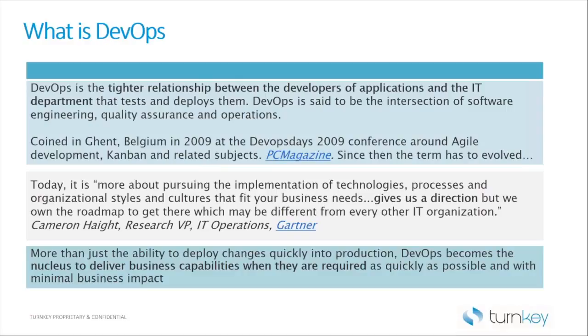of the process. So the second statement we have here is, it's more about pursuing the implementation of technologies and processes, organizational styles that fit business needs. So it's not really a one-size-fits-all, but provides some direction about your roadmap and how to get there that may in fact be different than other IT organizations. So unlike, say, agile development, which is much more specific and rigid, DevOps is more of a concept I think that can be applied. And the next logical question is, why do DevOps?